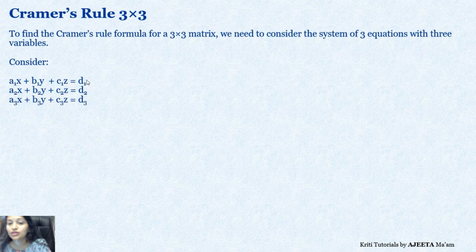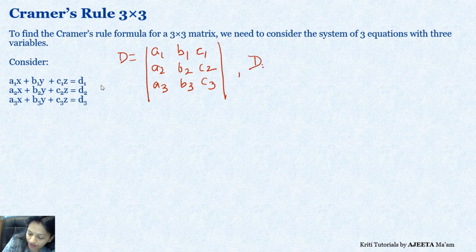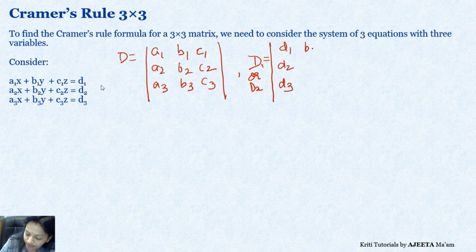Now we have to use Cramer's rule for finding the formula for the 3 by 3 matrix, and therefore we have taken 3 sample equations for you. Now let's take it for D. It will be again the matrix of the coefficients of x, y, z. And we have to find the determinants for the same. What will be D1 or dx? Replace the coefficients of x by the constant terms, and the rest will be the same, that is the coefficients of y and the coefficients of z.